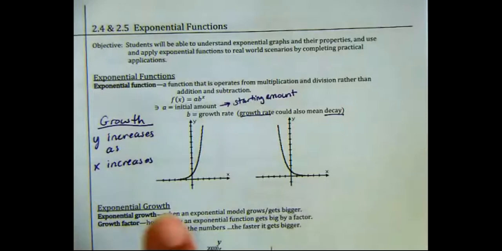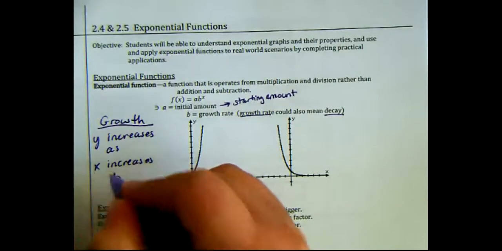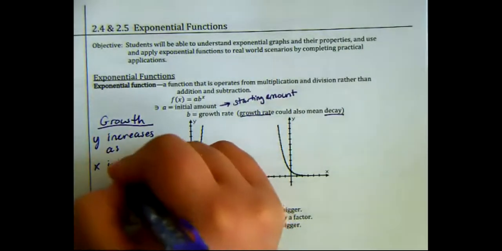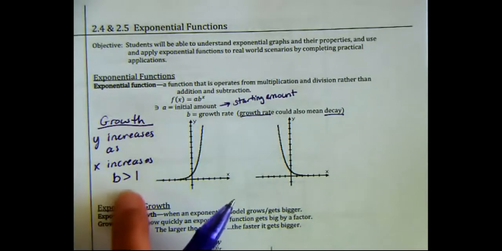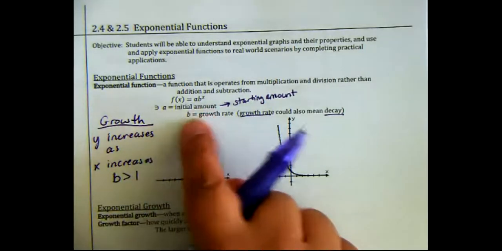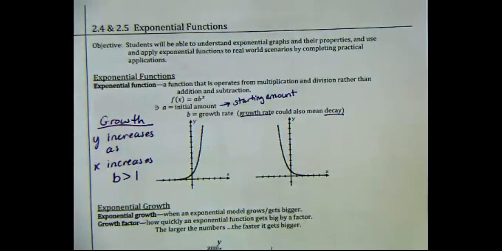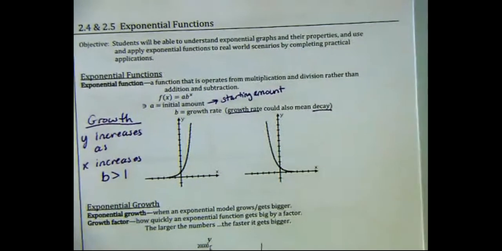This also means that our b, our base, is greater than 1. Okay? This means that our b is greater than 1. The growth rate or the base of our exponent is greater than 1.